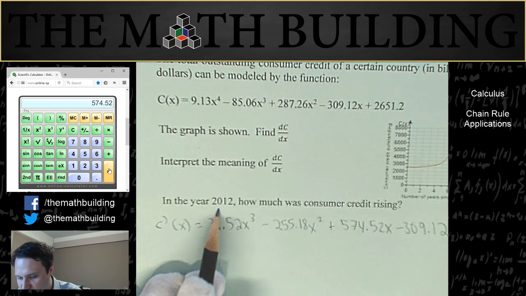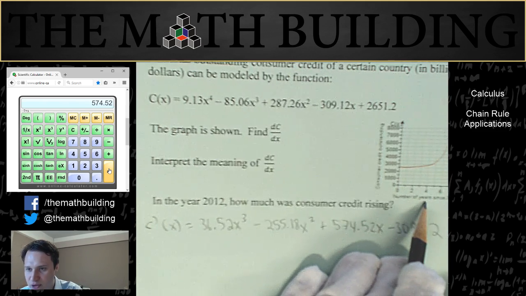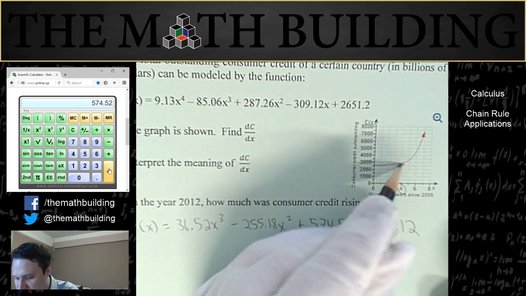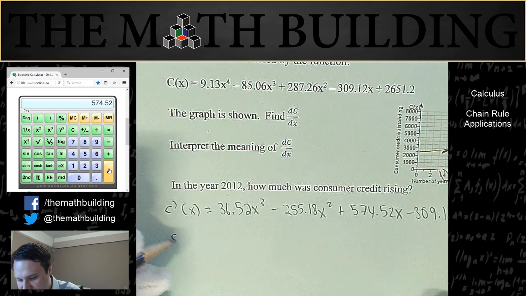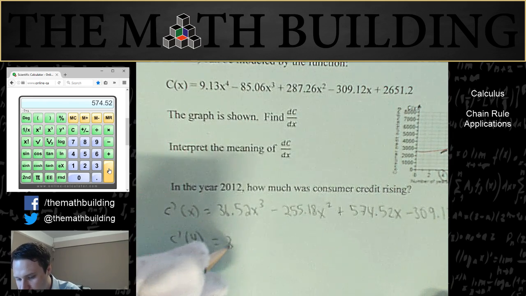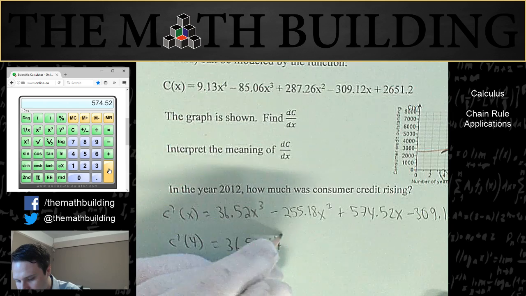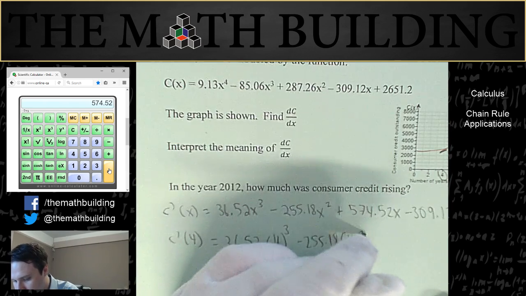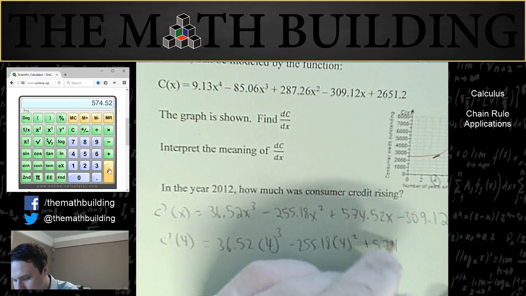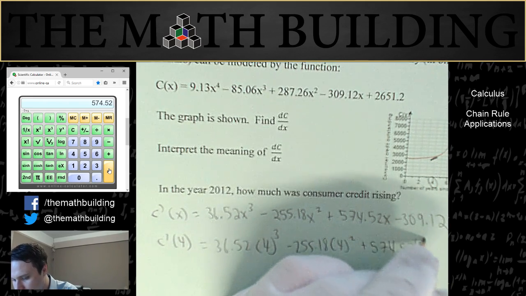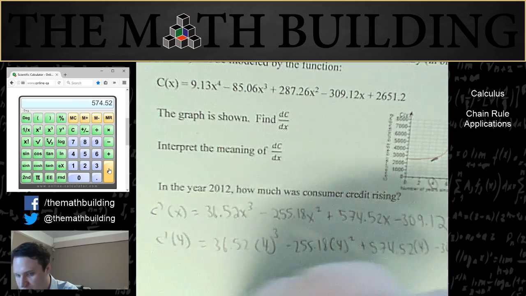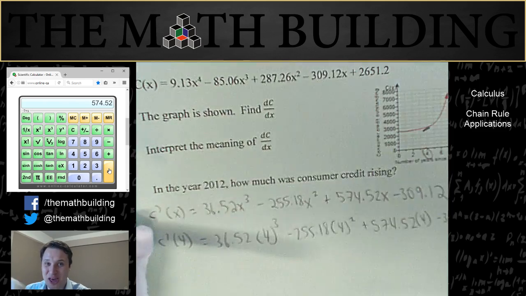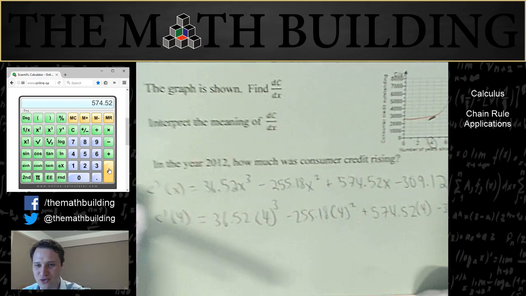Find it in the year 2012. So this is the number of years since 2008. So 2012 then would be 4. So we're going to find the derivative right there. And so that means c prime of 4. So basically, you're just going to want to crunch that whole thing out. And that's going to be the rate of change of the credit of the country at that time.